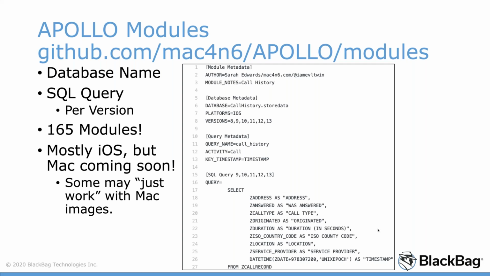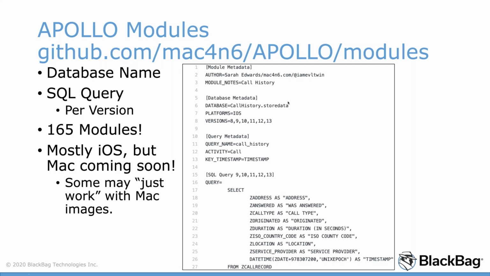So this is a sample module right here, and I just want to point out a few different pieces to this. This one is for the call history stored data database, but there are a few different parts to this particular module. At the top here, we have the module metadata that basically says who made it, what it's all about. The database metadata, this one's important. This one has the database that it's going to perform the SQL query on. So if it can't find this database, the query will not be executed on that.